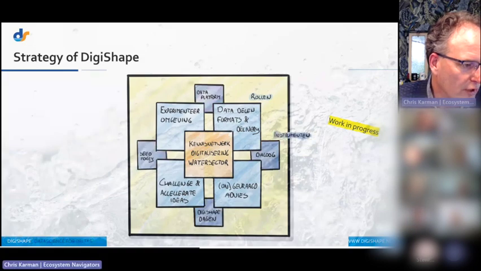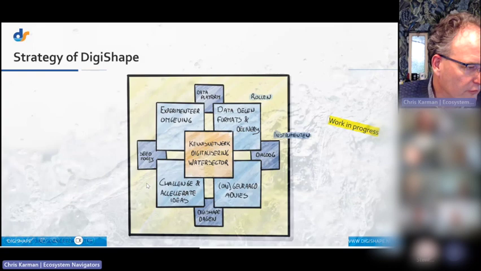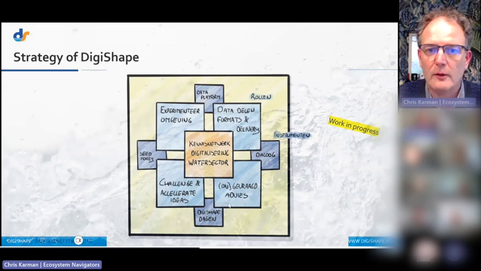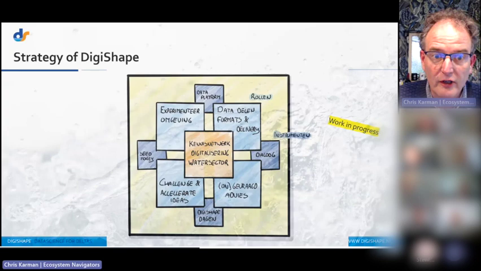And to do so, we are currently developing a data platform. We have regular seed money calls, so we stimulate early phase developments. We have regular DigiShape days. We really invite you to come to one of those DigiShape days if you haven't done that yet. Well, online sessions like these.